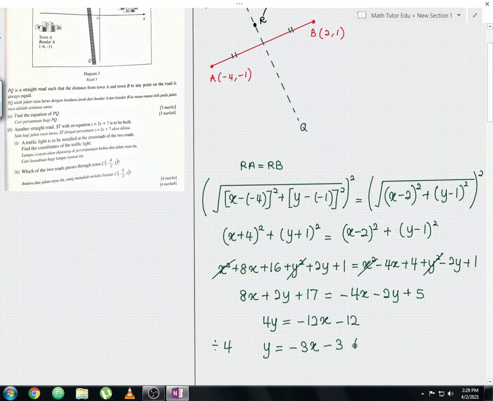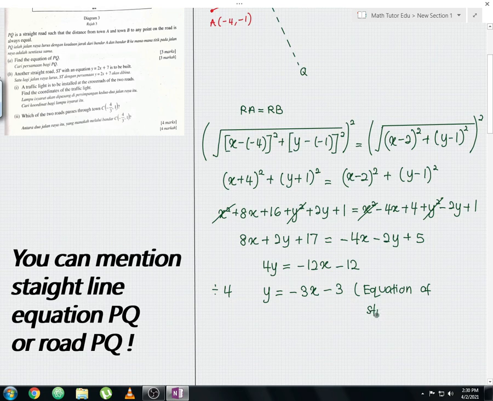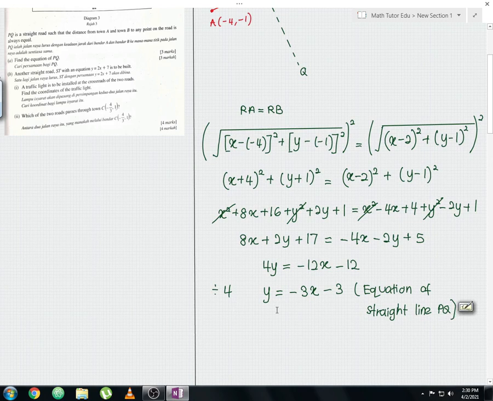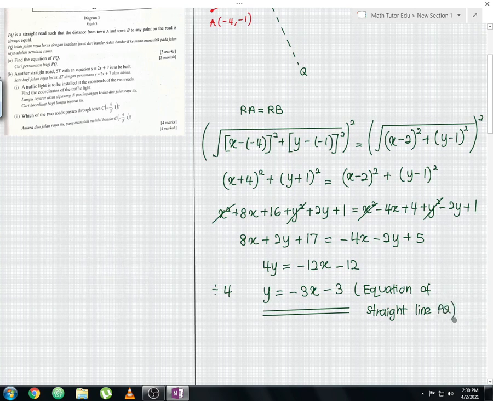So this is the equation of straight line PQ. Okay, so let me underline the solution for the question part A. Okay, that is all for the step-by-step working and solution for the question part A. Okay, from here let us proceed to the question part B now.